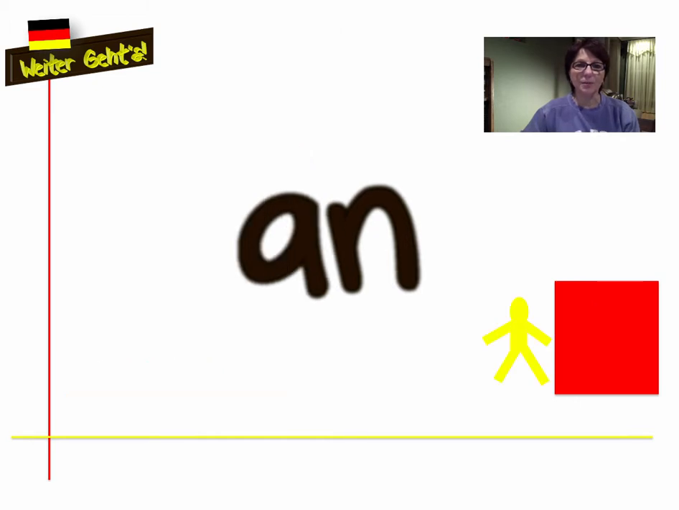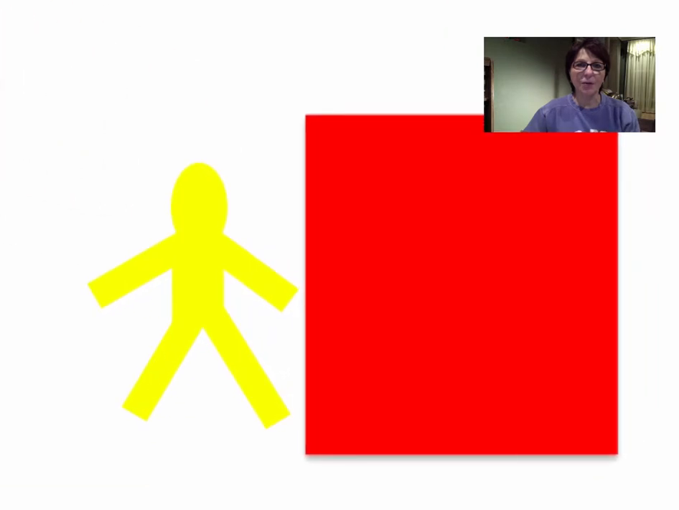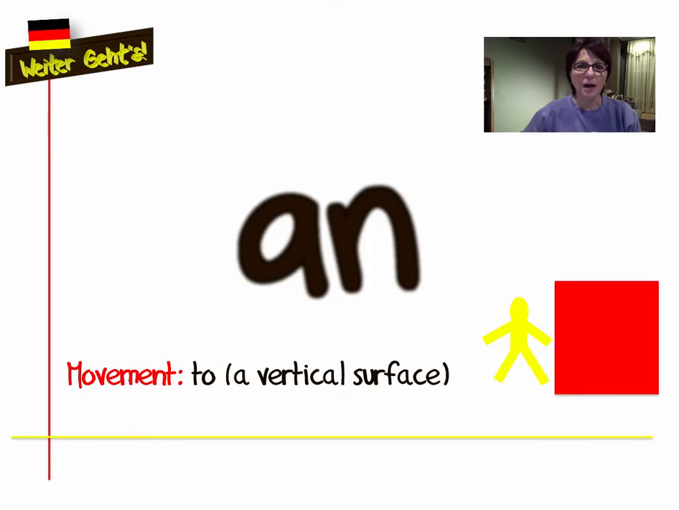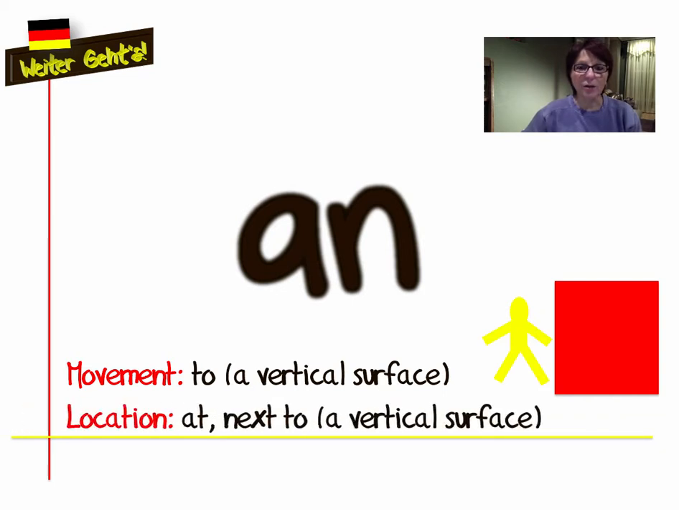For our second one, you see the man is standing right there at the red square. To express the location in English, we would say we're going to, in this case, a vertical surface. Very different in German from a horizontal surface, and we'll talk about that later. And the location, where does the person end up when the person goes to that place? They are at or next to it.